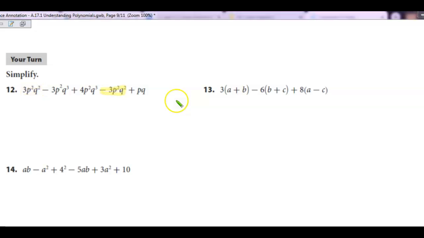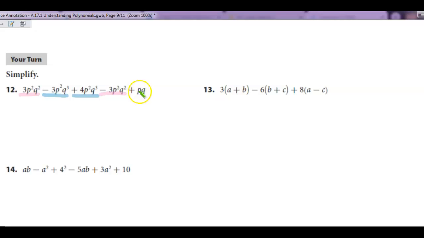Really don't like those colors. Let me see if I can get a lighter color. Let's do this. This one and this one. Then I have p squared q to the 3rd power, p squared q to the 3rd power. And so for those, let's use this other color. So I can combine these two as well. And then I have PQ off to the side.